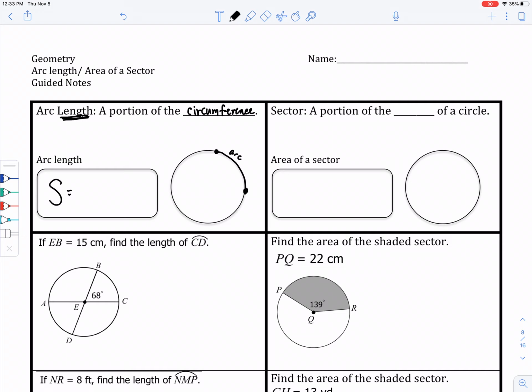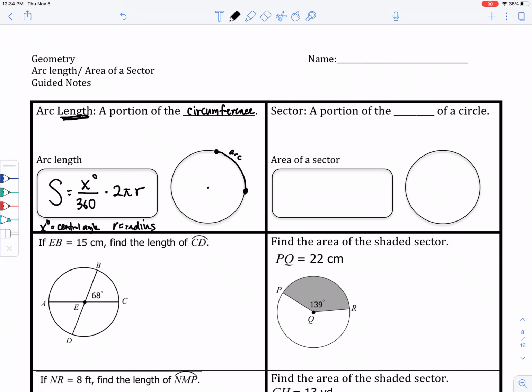Okay. We're going to take x degrees over 360 times 2 pi r. Okay, and that's how we're going to do it. So a couple of variables we're using. We're using x and we're using r. R you've seen before as the radius, and x is going to be the central angle.